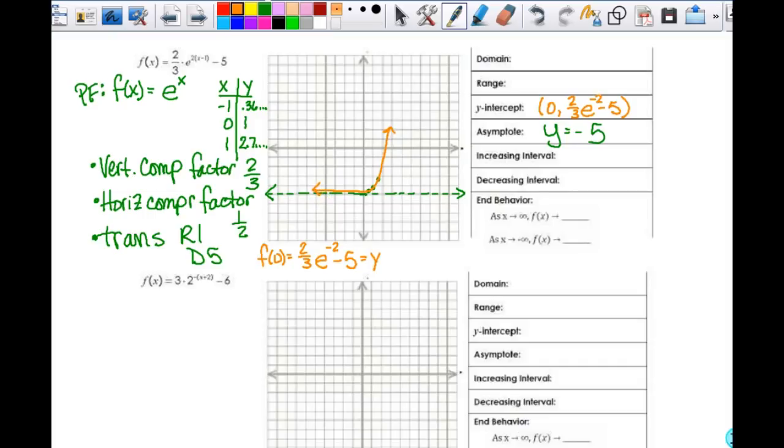Okay. Then my domain, -infinity to infinity. My range, -5 to infinity. Increasing, -infinity to infinity. Decreasing is none. As x approaches infinity, f of x approaches infinity. As x approaches -infinity, f of x approaches -5.